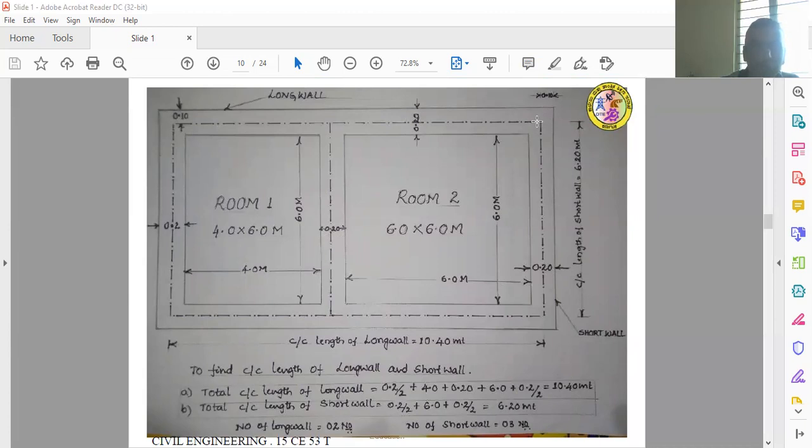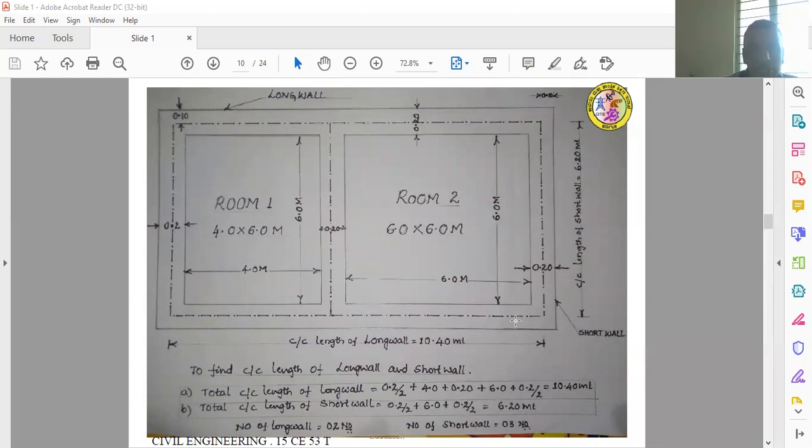This is 10.4 meter. Similarly, you have to calculate the vertical center to center length of the wall, which is considered the short wall. It is measured from this corner to this corner. The length is equal to 6.2 meter, by taking 0.2 by 2, the half of the width of the wall, from here, and 6 meter is the vertical direction of the wall, and 0.2 by 2, then finally we get 6.2 meter.